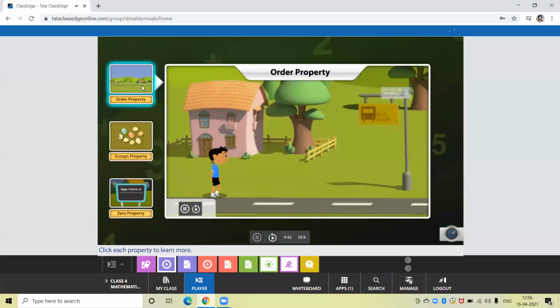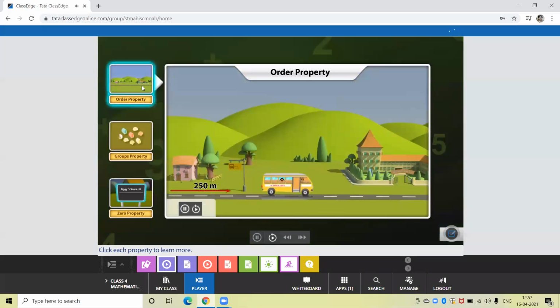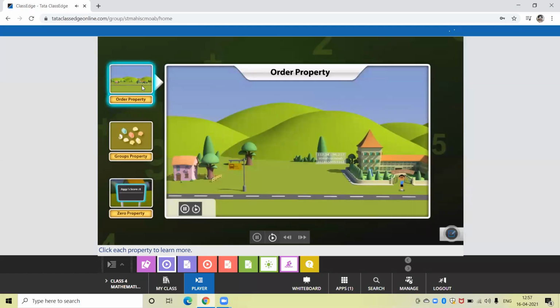Every morning, Pasha goes to school by walking up to the bus stop, which is 250 meters away from his house. He then gets into the school bus and travels a distance of 3,000 meters from the bus stop to his school. How will you calculate the total distance traveled by Pasha? Yes, you'll add 250 meters and 3,000 meters. This will give us 3,250 meters.